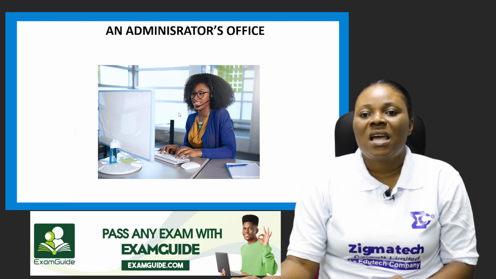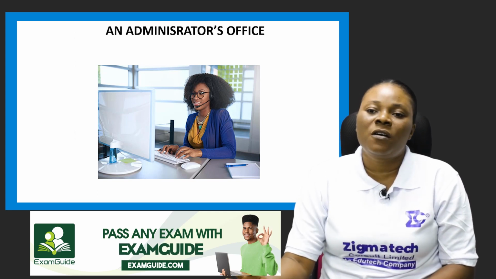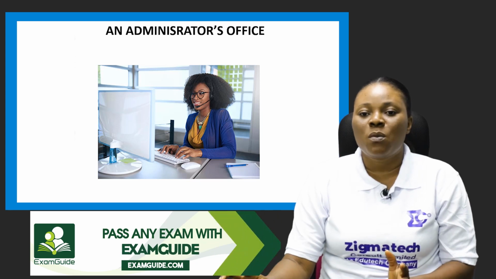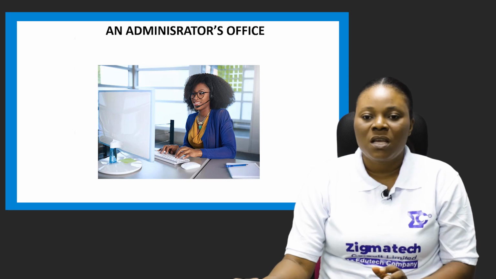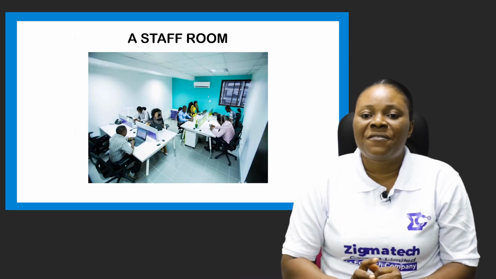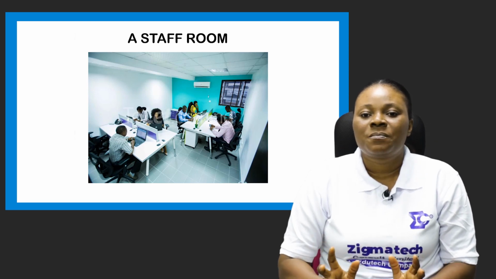So we can see an administrator seated in our office. This type of office is called a small office. Why is it so? It's just her in the office alone. This is the staff room. You can see the members of staff seated there having their seats.